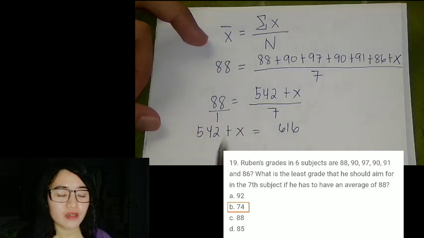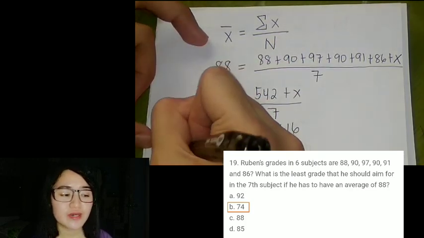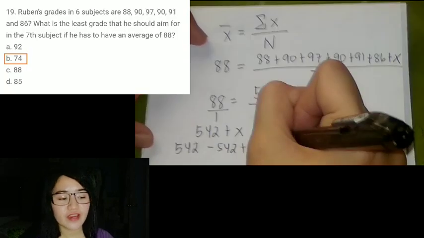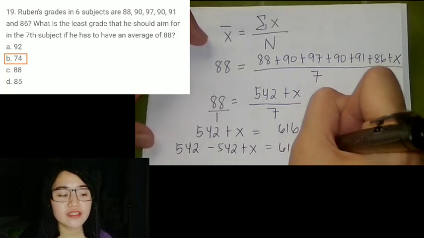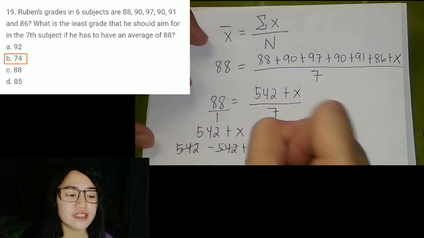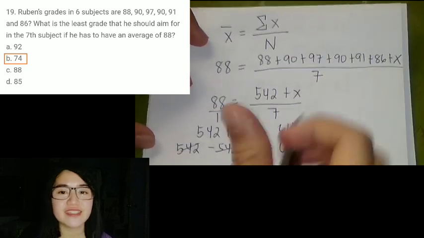So, ang goal na lang natin, maiwan yung x. So, para mawala si 542, kailangan natin mag-subtract both sides ng 542. So, na-cancel na yung 542, natira na lang yung x. And then, sa kabila, 616 minus 542, that is 74.